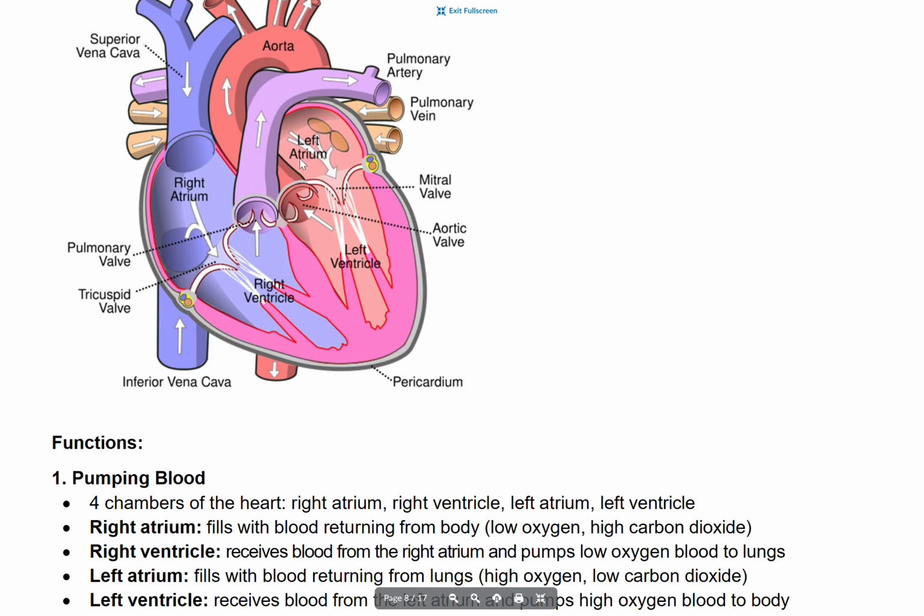And some of the deoxygenated blood will be pumped to your body cells, and then no oxygen will be delivered to that body cell. So we don't want that, right? So we have the septum, and this septum keeps the deoxygenated blood on the right side of the heart, and the oxygenated blood on the left side.